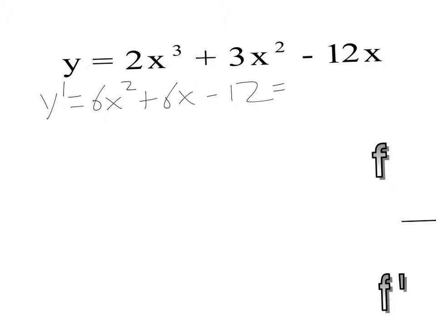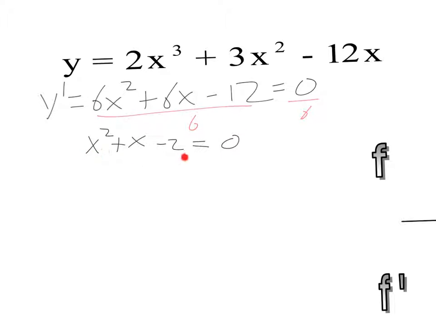We set this derivative equal to 0. If I set this derivative equal to 0, again, there's no reason why this wouldn't exist. It's just a parabola. If I set this equal to 0, I could divide everything by 6. And so then I would get that x squared plus x minus 2 equals 0.